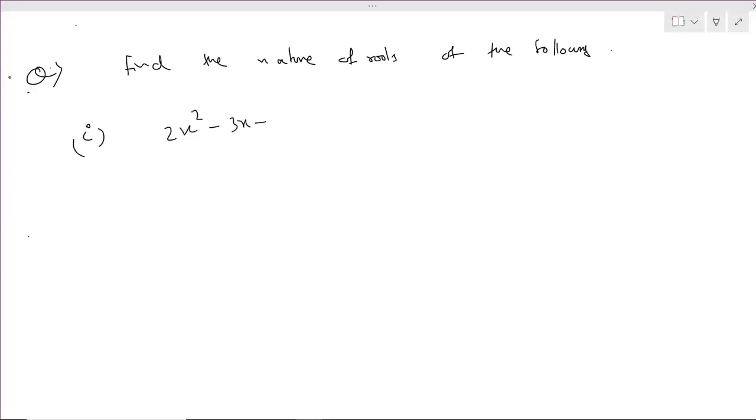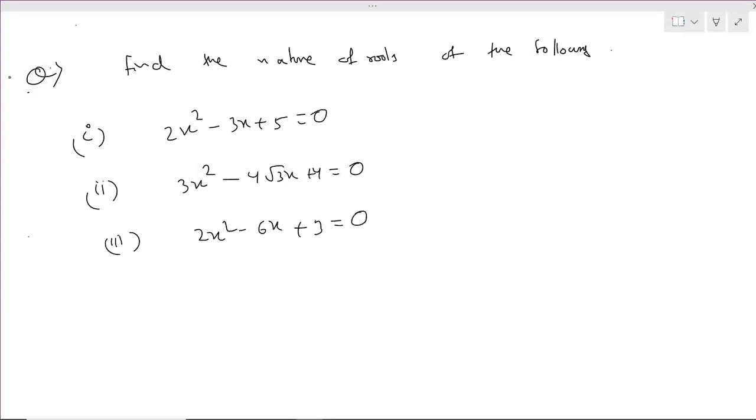2x square minus 3x plus 5 equals 0. 3x square minus 4 root 3 x plus 4 equals 0. 2x square minus 6x plus 3 equals 0. All right. Tell me when you are done.